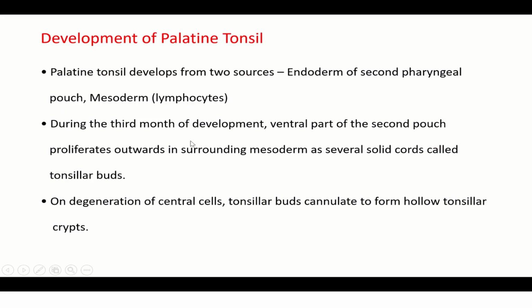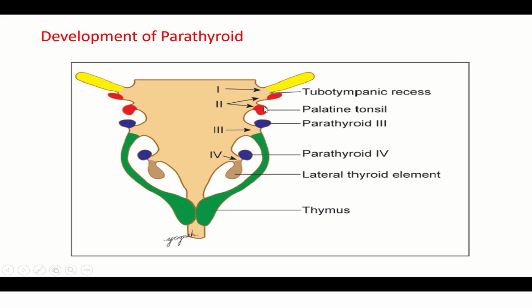Then coming to the development of the palatine tonsil. The palatine tonsil develops from 2 sources: the endoderm of the 2nd pharyngeal pouch and the mesoderm for the lymphocytes. You can see here, this is from the 2nd pharyngeal pouch. You can see the development of the palatine tonsil, and the mesoderm will contribute in the formation of the lymphocytes and the capsule. The 2nd endodermal pouch will contribute in the formation of the palatine tonsil, mainly seen in adults as the intertonsillar crypts. One of the largest will be the intertonsillar cleft, and the lymphocytes will be derived from the mesoderm, and the capsule also will be derived from the mesoderm.